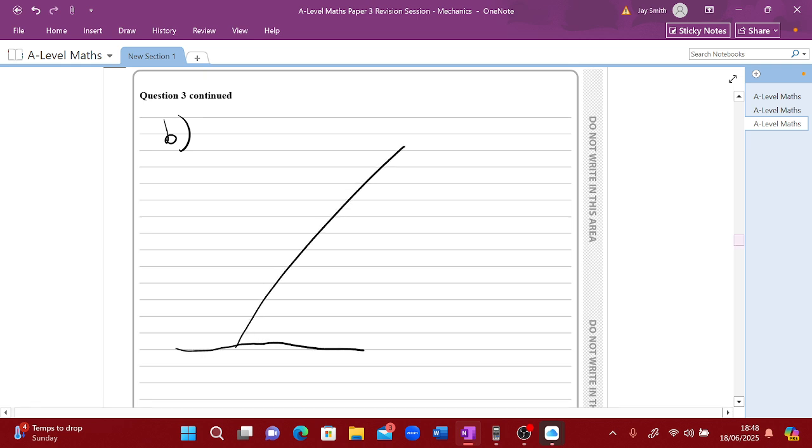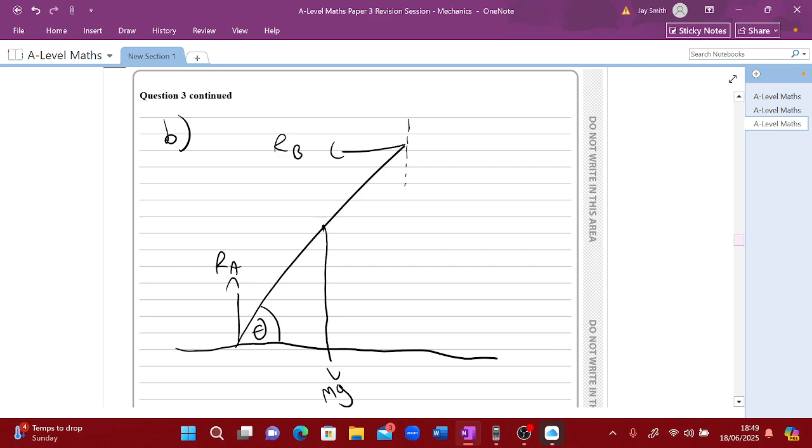Again, we have the angle theta. This is at B. You have a wall here. That's going to have a normal reaction of RB. It may or may not be the same RB. Again, this is going to have a reaction of RA. Again, then we have a mass of mg.